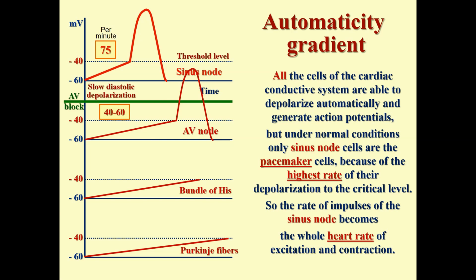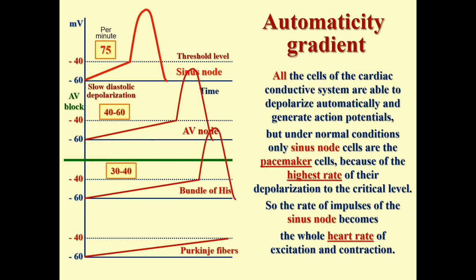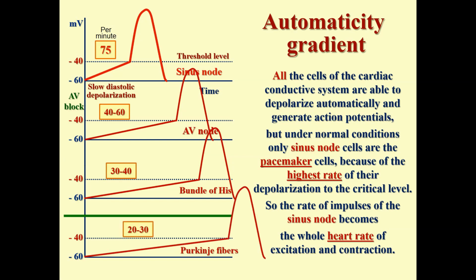Then, less often, it also may happen if the block occurs lower than AV node, somewhere between atrioventricular node and bundle of His. In this case, bundle of His will drive the ventricular contraction, but it can take longer time to produce impulses, and impulse rate will become 30 to 40. And when Purkinje fibers become the pacemaker of the heart, when bundle of His cannot conduct impulses down to Purkinje fibers, there will be a rate of impulses even lower, 20 to 30 impulses.